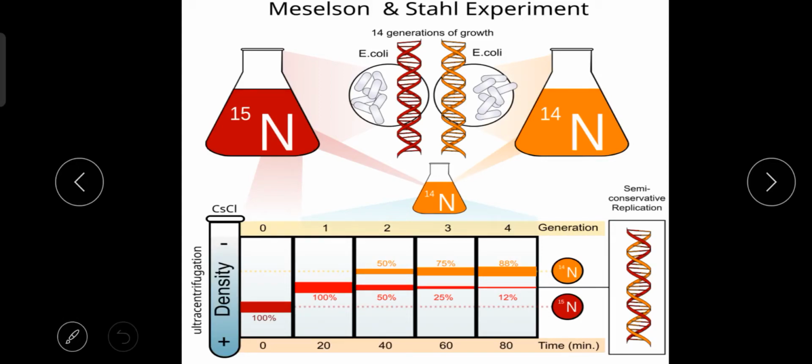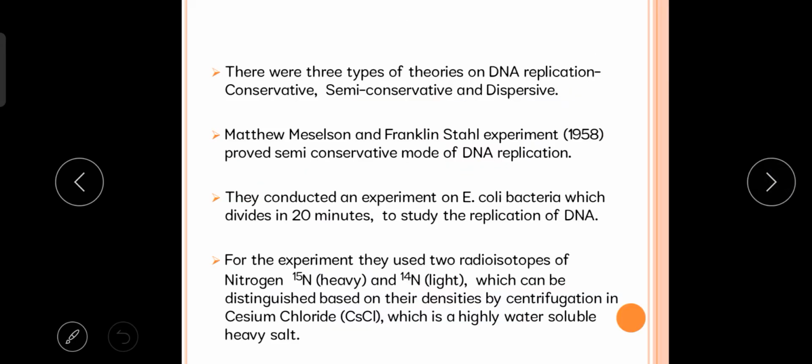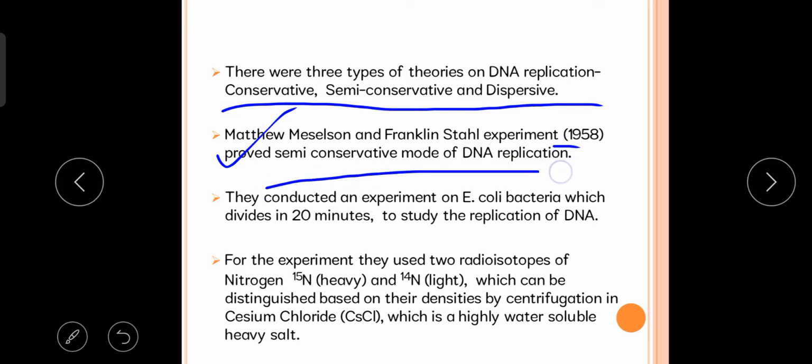So today our topic is the Meselson and Stahl experiment, which proved the semi-conservative mode of DNA replication. As you know, there are three theories on DNA replication: one is conservative, one is semi-conservative, one is dispersive. The Matthew Meselson and Franklin Stahl experiment, which was performed in 1958, proved the semi-conservative mode of DNA replication.